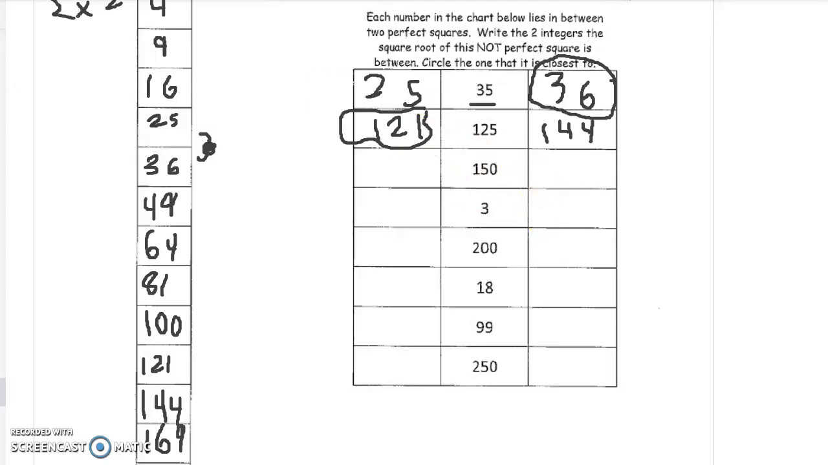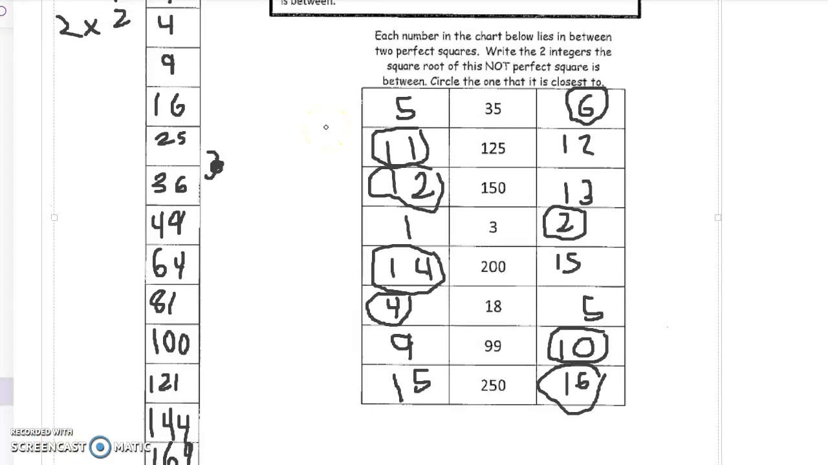I want you guys to go ahead, pause the video, and fill out the rest of this chart. Alrighty, hopefully you paused your video and worked through that. After pausing my own video, I realized I misread the directions. You're supposed to write down the two closest square roots of the non-perfect square.